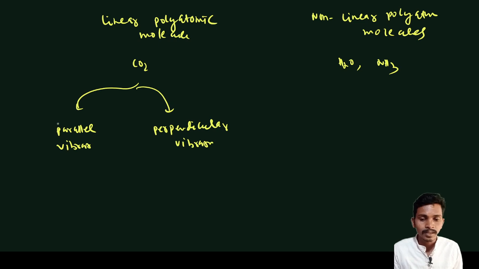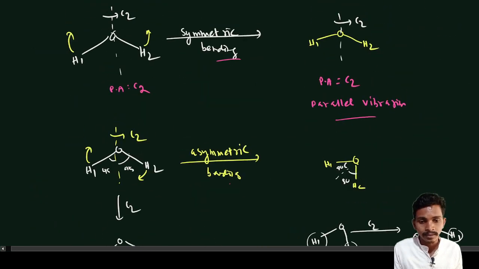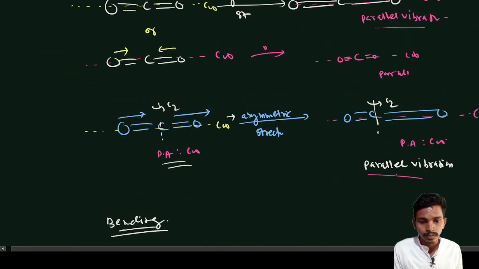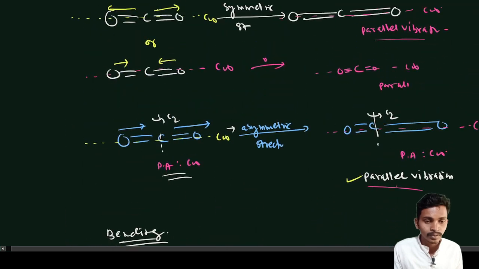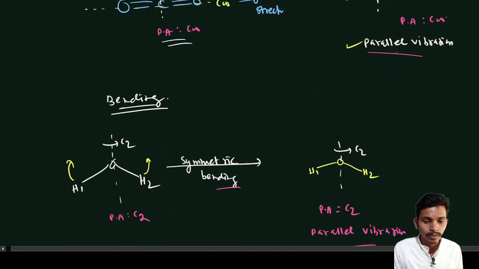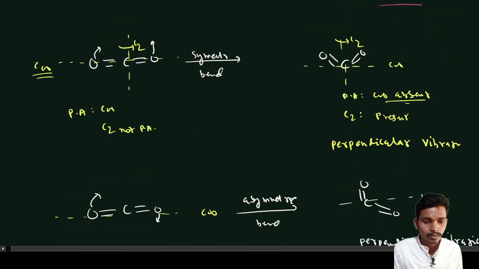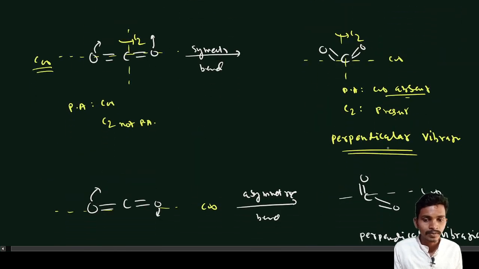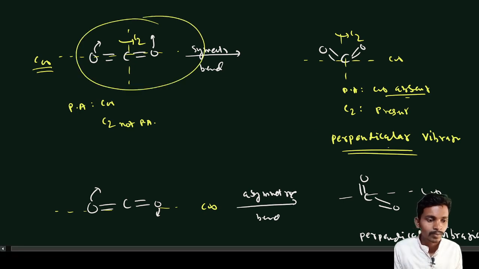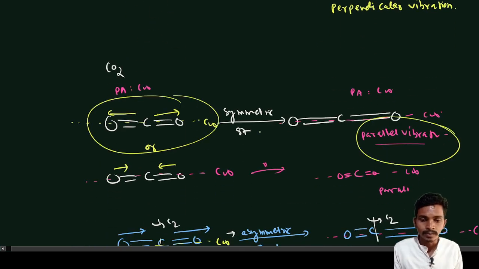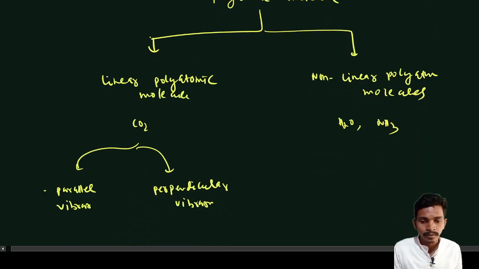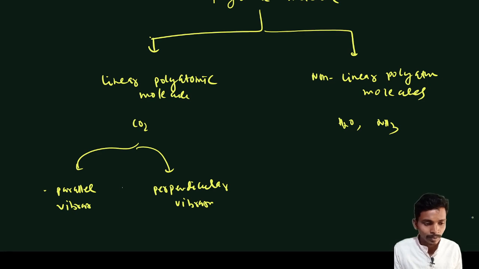We have discussed in the previous class that for CO2 we get either parallel vibrations or perpendicular vibrations. For CO2, sometimes you get parallel vibrations, and if I do the bending of CO2, we get perpendicular vibrations. So the same CO2 sometimes gives perpendicular and sometimes parallel vibrations. It means that for CO2, a linear polyatomic molecule, both parallel and perpendicular vibrations are possible.